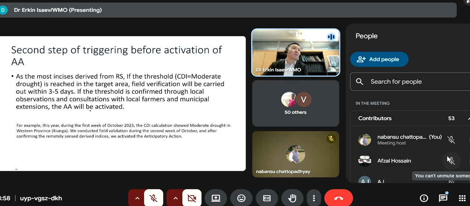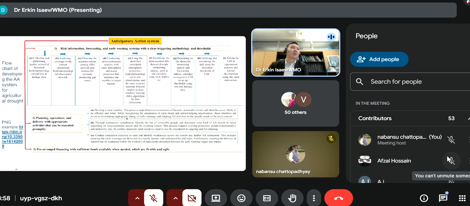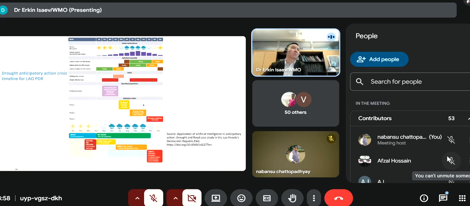Second step, as mentioned, they are going on the field mission to validate before the activation, because drought is a slow onset. We still have 3-5 days for validation. And here is the basic algorithm from the paper we published at that time. So first, we developed this kind of triggering methodology, planning, and Catherine will speak about this more, and I will just skip. Yeah, and also one example of this is Lao PDR.